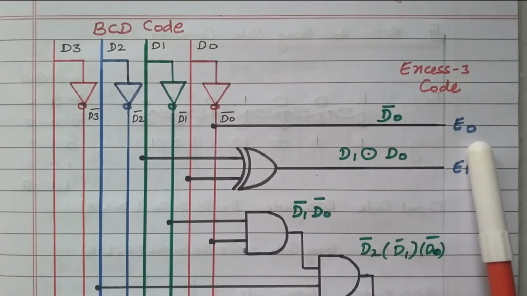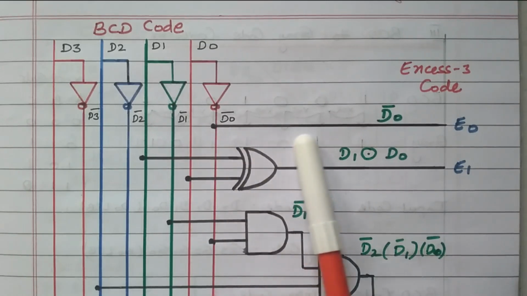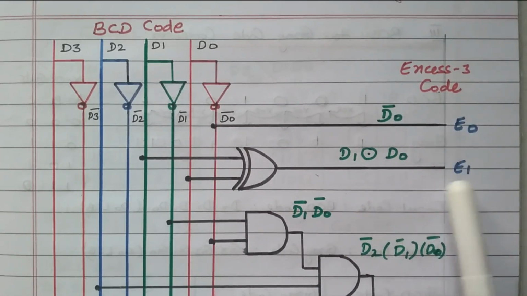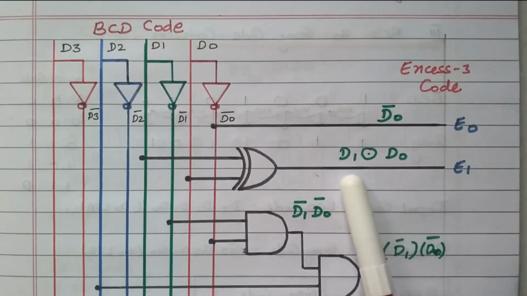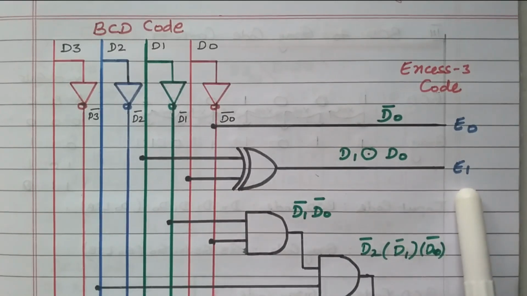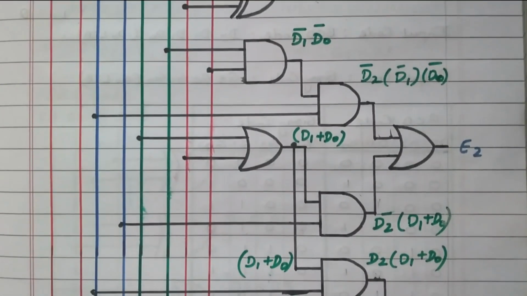First we start from E0, the LSB. E0 is nothing but D0 dash. We already discussed in the K map, so we are connecting with D0 dash. Here we got the XS3 code LSB value E0. What is E1? E1 is nothing but the XNOR of D1 and D0. That also we discussed in the K map. So D1 is connected and D0 is connected to the XNOR gate, so that we got the output E1. Now we'll go to E2 and E3, which have more variables.